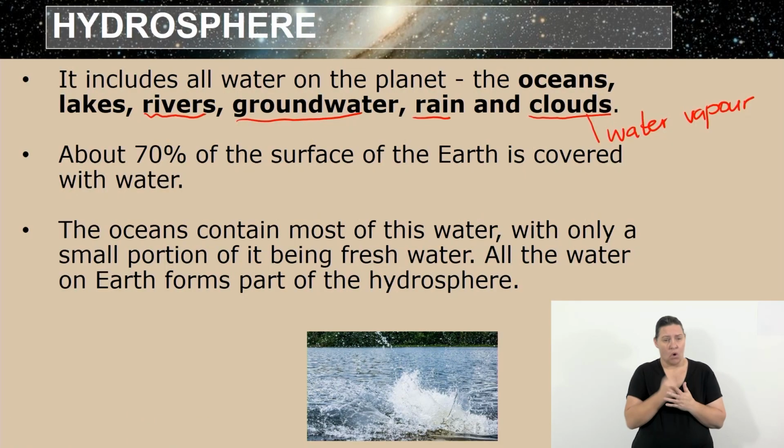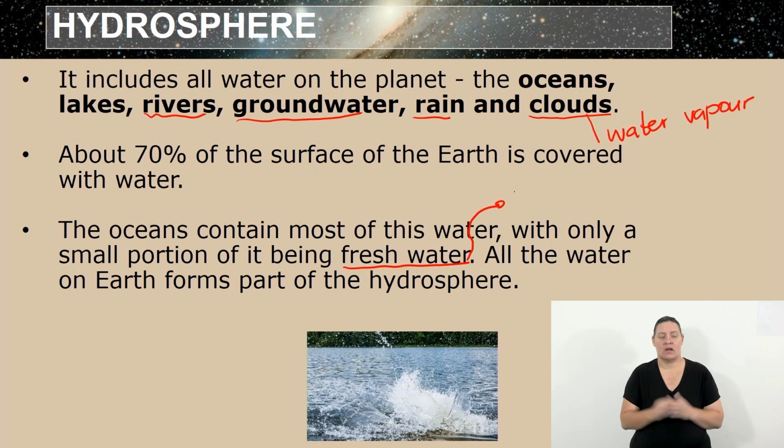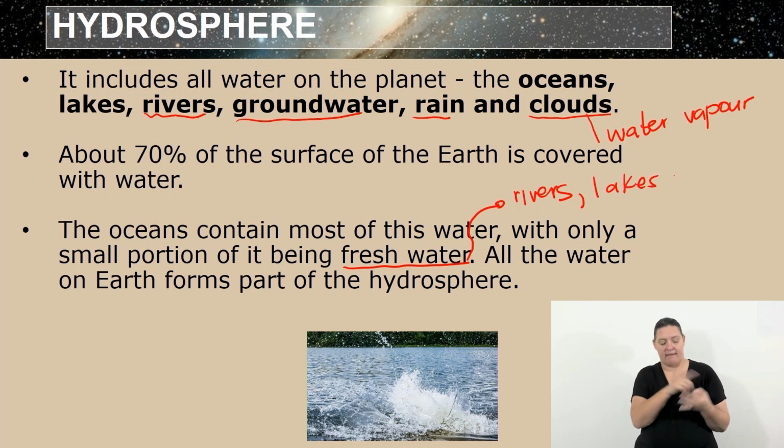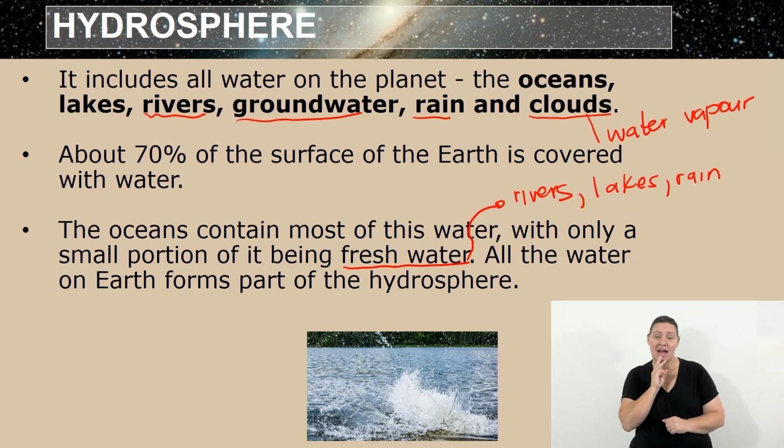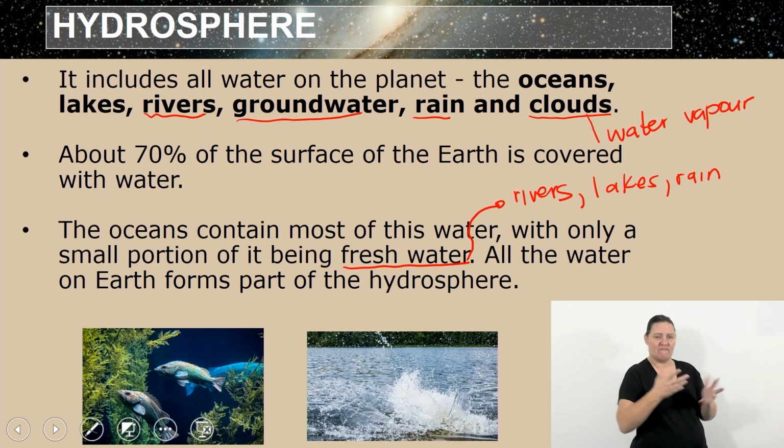However, you will realize that even though we have the water in the ocean, we also have fresh water. We find fresh water here in the rivers. We also find fresh water in the lakes, and we also find it in rain. That's where we find the fresh water. And then the ocean water is the water that is in the ocean. But the percentage of water, most of it, forms part of the ocean water, and only a small percent is fresh water.